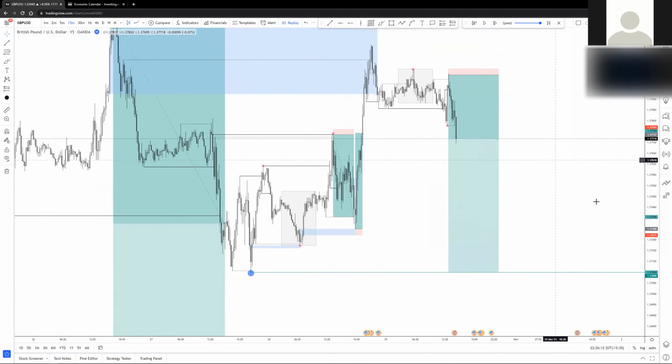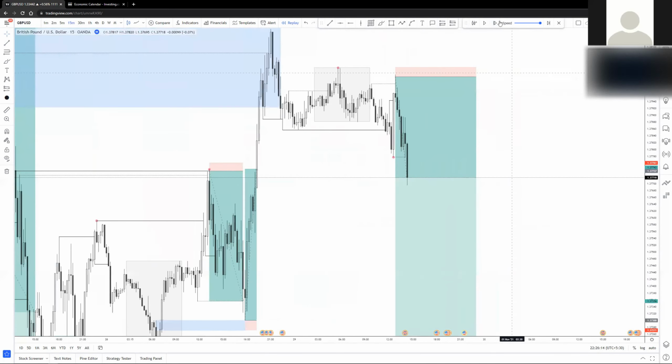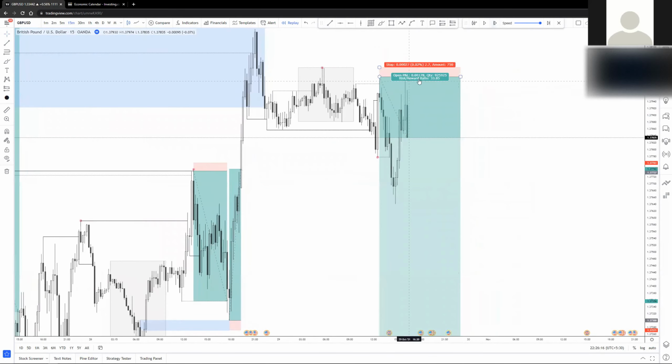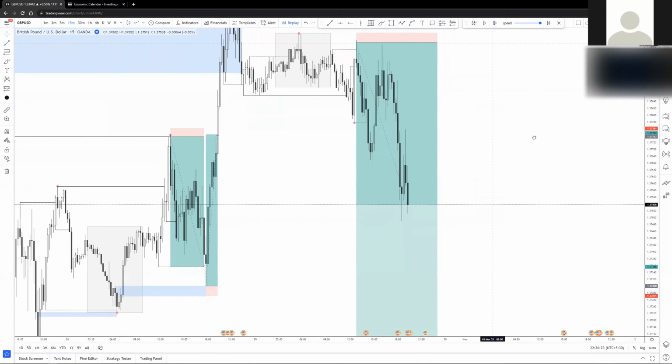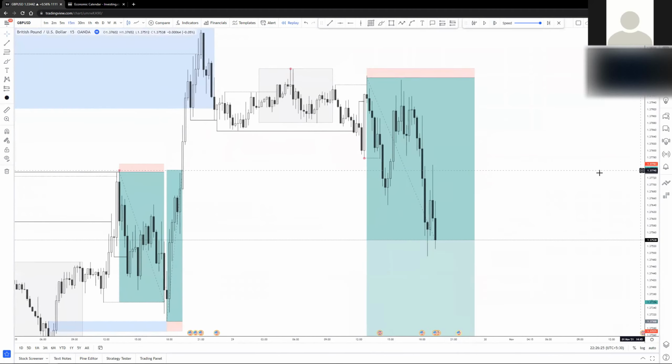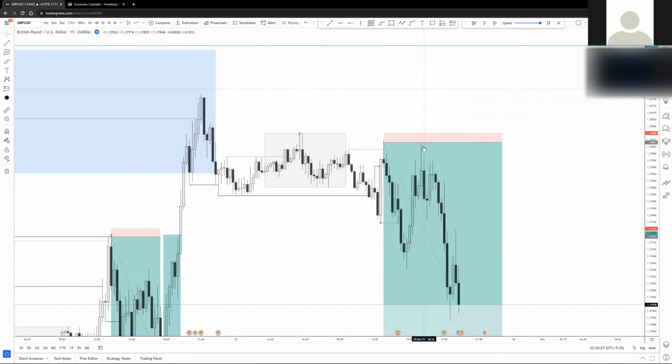So I was targeting this low, but then something happened. Price came up and stopped me out at break even. This was during the New York kill zone. And then it started to melt. Now, I did not expect a 90% retracement like this.